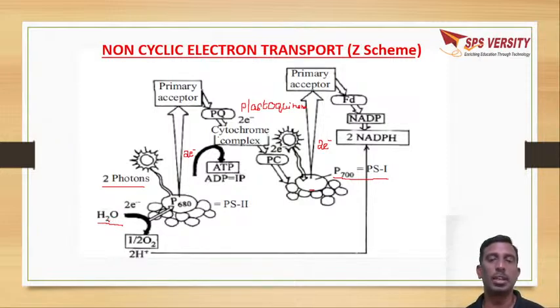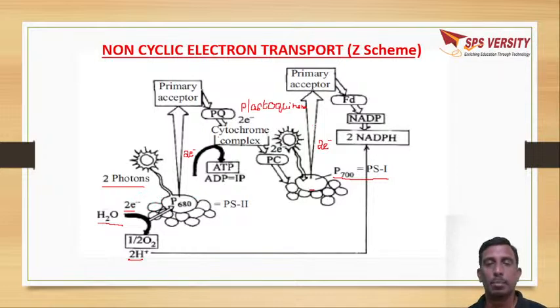उसको क्या बोलते हैं? Photolysis of water. In photolysis of water, one water molecule releases 2 electrons, 2 protons and half O2. Half O2 is released into the atmosphere. And these 2 electrons are taken by P680. And of these 2 H plus, a few are taken by NADP. Okay. This is how electron deficiency is substituted in P680.